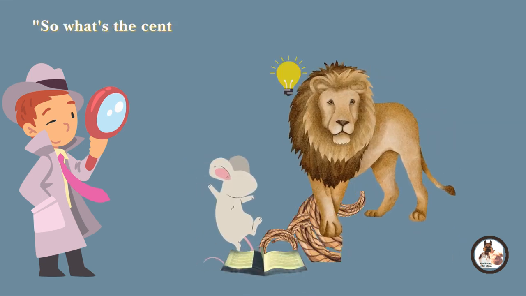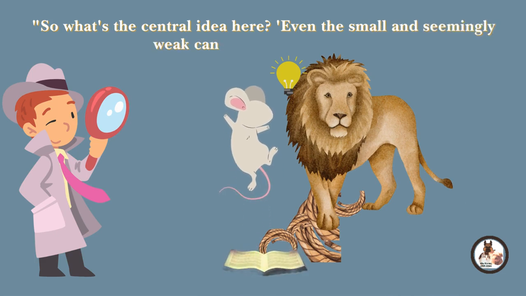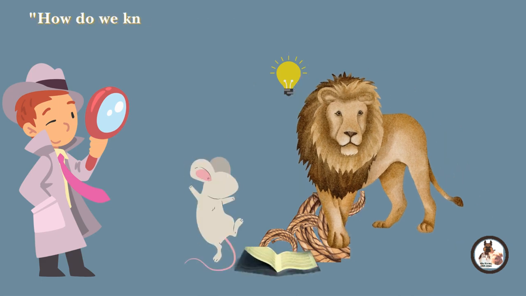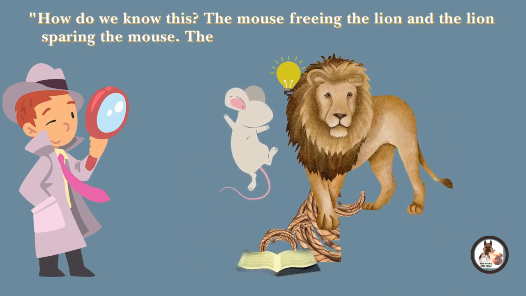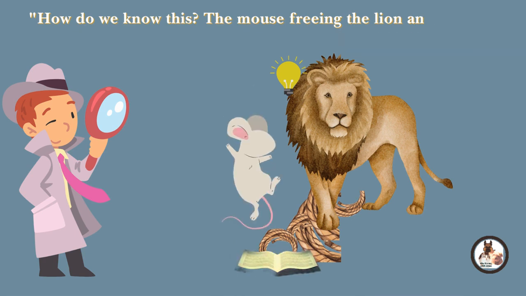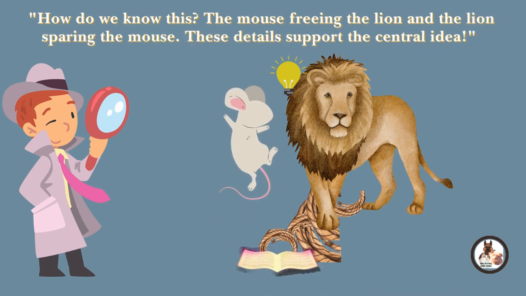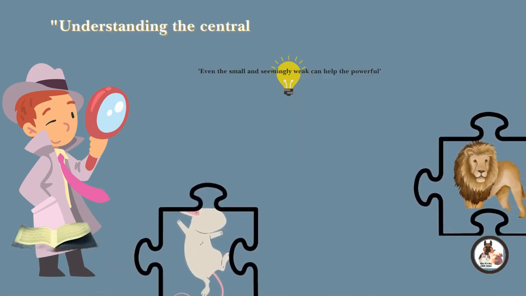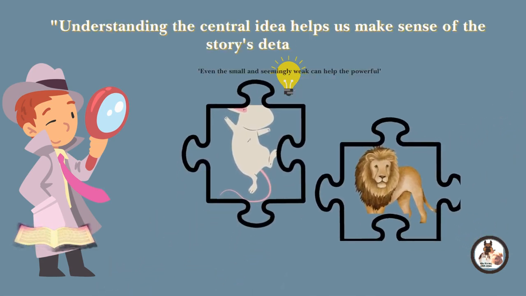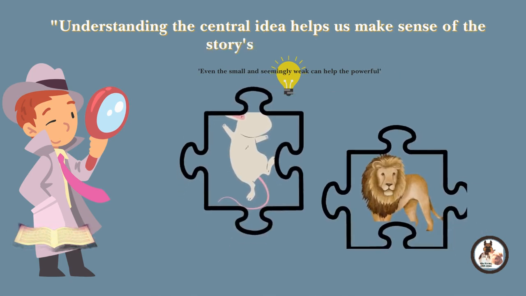So what's the central idea here? Even the small and seemingly weak can help the powerful. Now, how do we know this? Well, the mouse freeing the lion and the lion sparing the mouse. These details support the central idea. Understanding the central idea helps us make sense of the story's details.